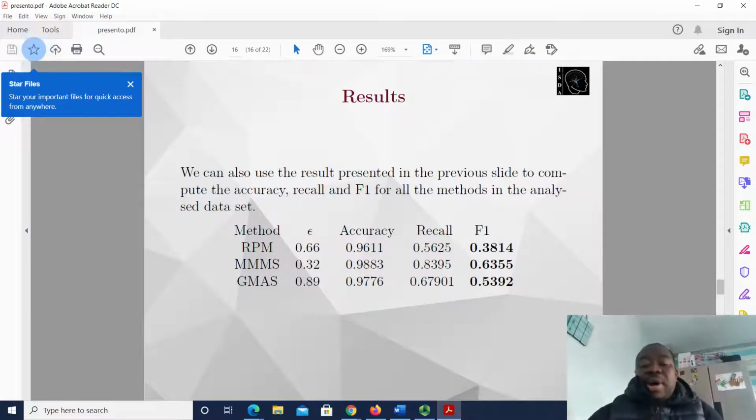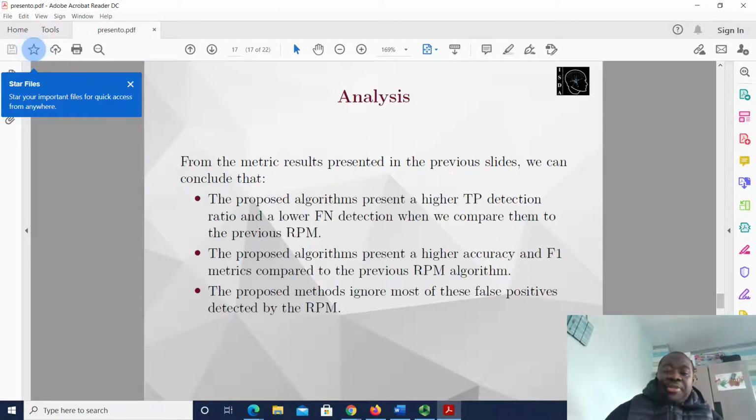Now we look at the accuracy and the recall F1. We can see that our algorithm has an effective F1 measure compared to the previous randomized power martingale. The MMMS has a 0.6355 F1 measure, and the GMAS has 0.5392 F1 measure, which is very effective compared to the randomized power martingale, which has a 0.3814 metric.